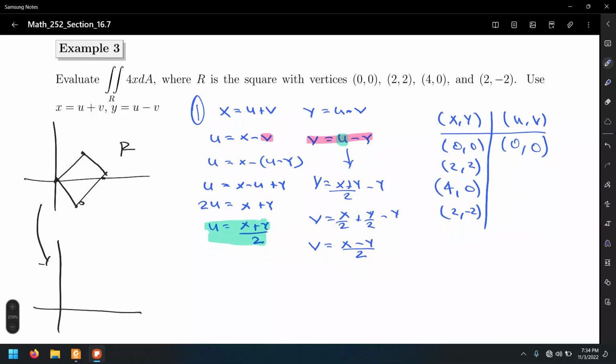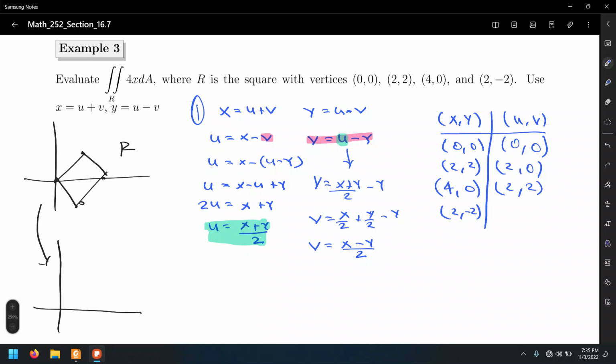Let's look at the point (2, 2). Here it's 2 plus 2, which is 4. Divide that by 2, that's a 2. Let's look at the v coordinate: 2 minus 2 is 0, and 0 over 2 is 0. The point (4, 0): 4 plus 0 is 4, over 2 is a 2. And 4 minus 0 is 4. Oh, wait a minute, 4 over 2 is 2.